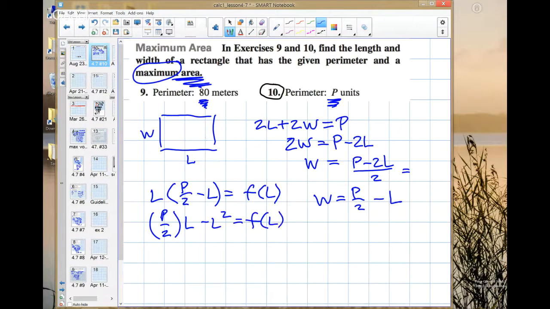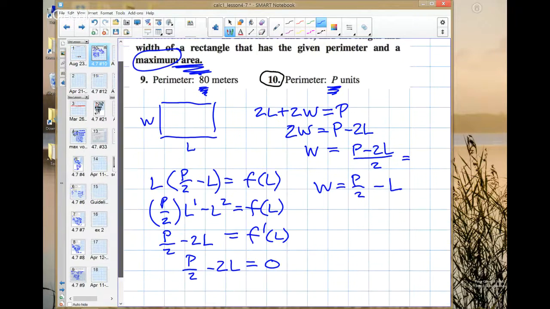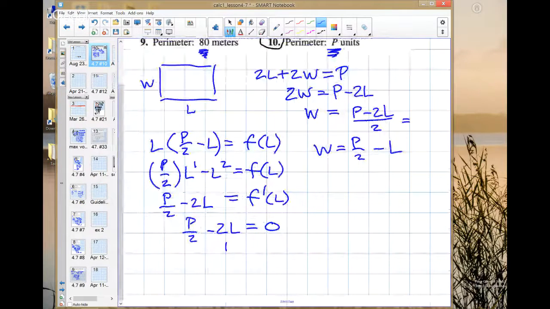Now let's take the derivative. So here we're just going to get the constant P over 2 because we had a first degree, and then minus 2L. Now we set our derivative equal to 0. And then we can add 2L to both sides. And L equals P over 4.